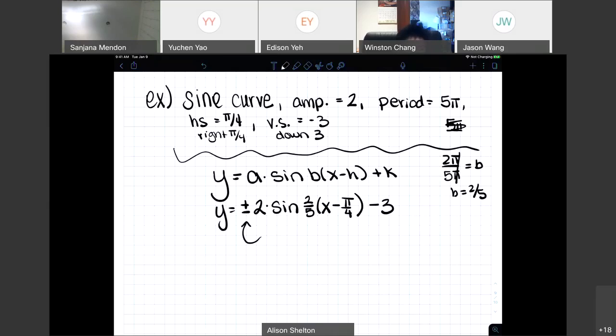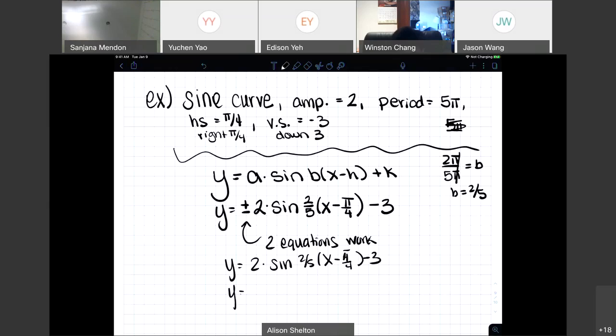This has 2 different equations. This is not one equation. Either y equals 2 times sine of 2/5 x minus pi over 4 minus 3, or y equals -2 sine 2/5 x minus pi over 4 minus 3. Either of these will work for these situations. So when your homework asks you to find 2 different equations, you can just write plus or minus, and I know you mean that those are 2 different equations.